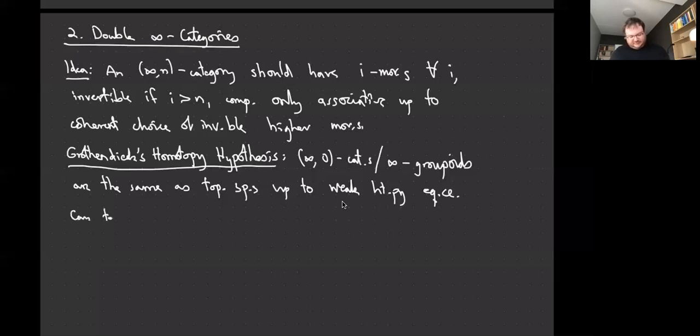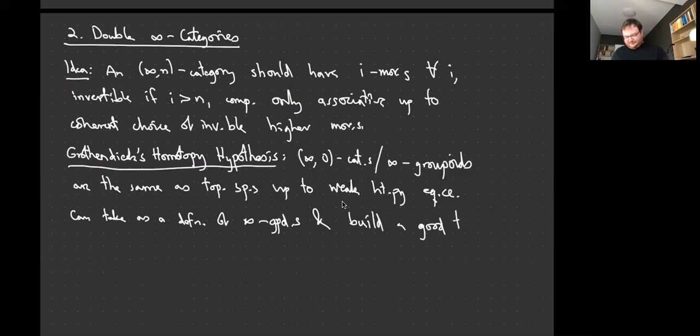So we can take this in some sense as a definition of what an infinity groupoid is, and build a good theory of infinity n categories on top of it. Okay.